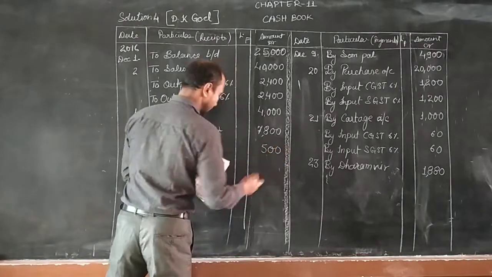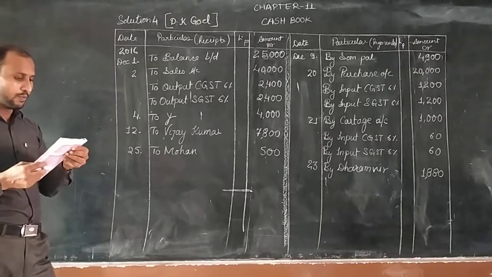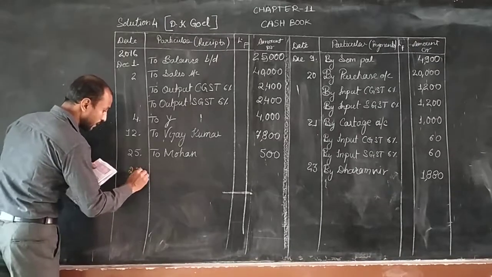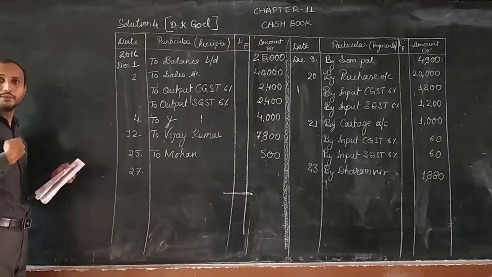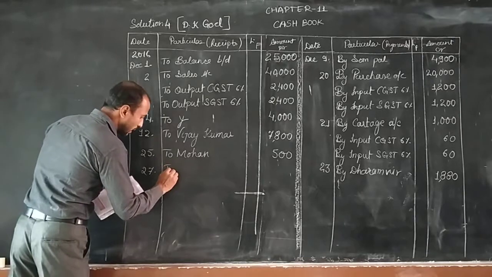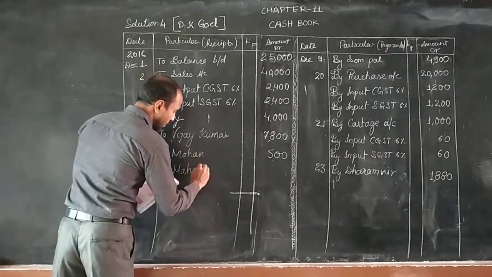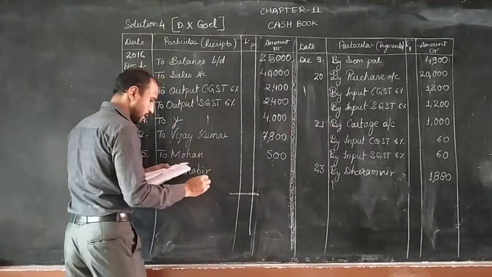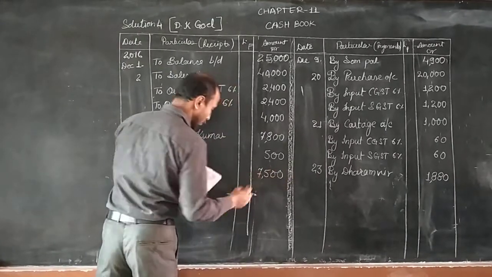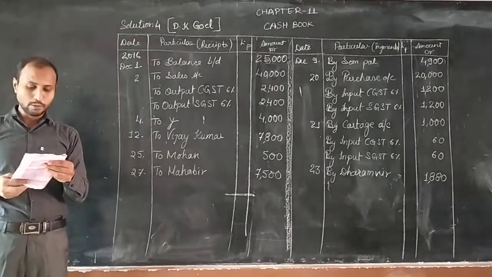Is it clear? Then we have here borrowed from Mahavir. So obviously we are taking money from Mahavir, so the money is coming to us. We are going to get the amount. So it is to Mahavir. How much are we going to take from Mahavir? 7500.